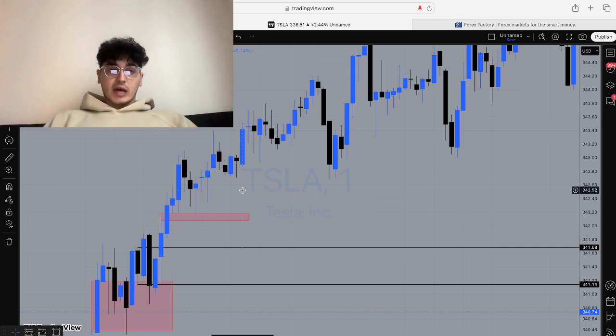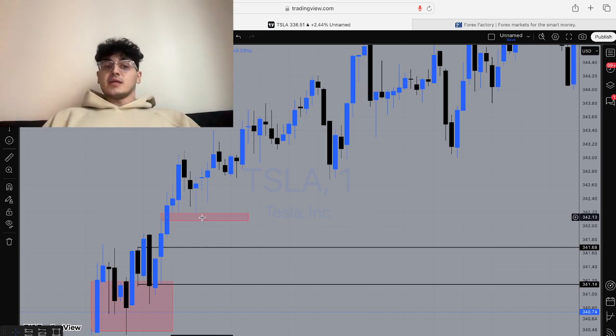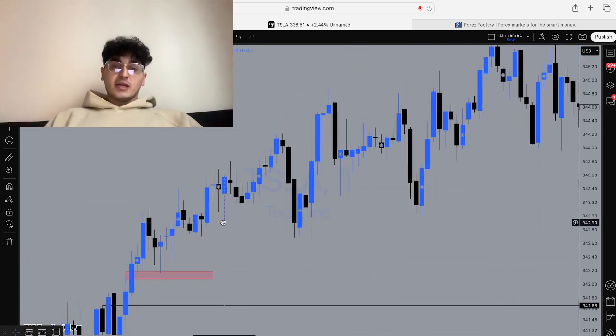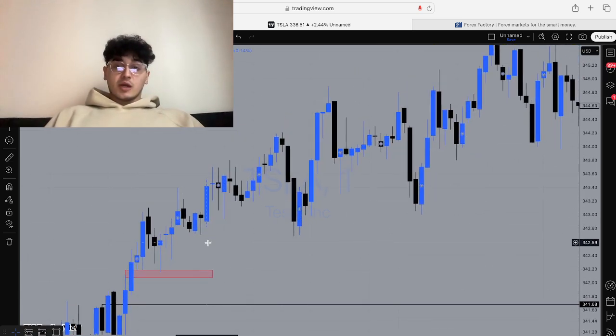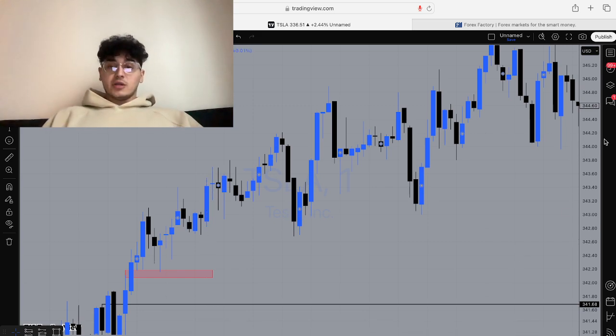And typically, just how I trade my supply and demand zones, whenever I'm trading with the fair value gap, my stop loss is just going to be a break below the fair value gap or a break above the fair value gap, depending on what type of fair value gap I'm using. So we were just covering bullish fair value gaps. Now we want to dive into bearish fair value gaps.